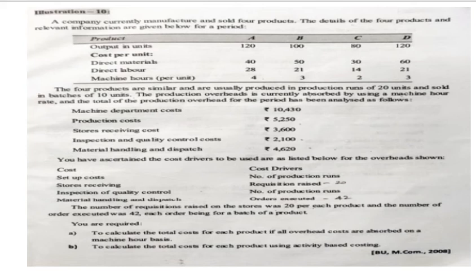Now we'll be discussing illustration 10 from your performance management. A company currently manufactures and sells 4 products. The details of the 4 products and relevant information are given below for a period. So there are products A, B, C, D.